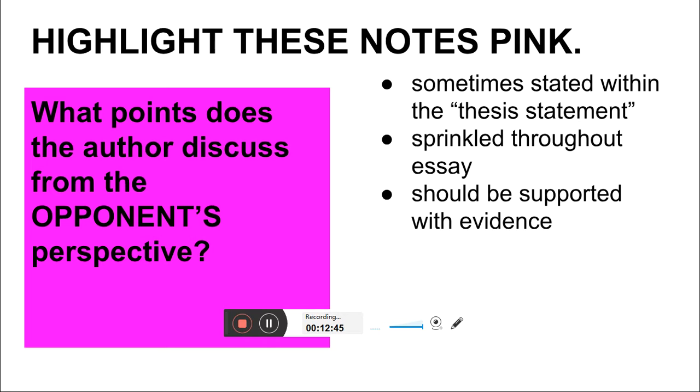Just like with the author's own claims, the opponent's perspective, as it's discussed, should be supported with evidence, okay? Otherwise, this is called sort of a straw man fallacy. If you are claiming that somebody else believes something and knocking it down without showing that other people actually are saying that, then you can fall into a logical fallacy. So you should show with evidence, as you are writing your own argument, what the opponent actually believes.